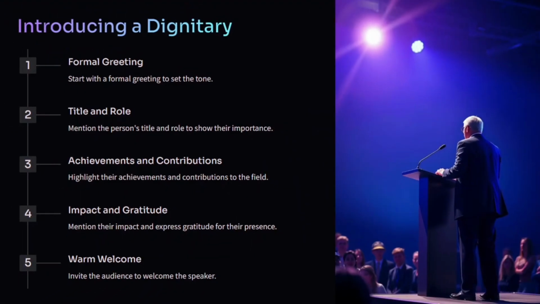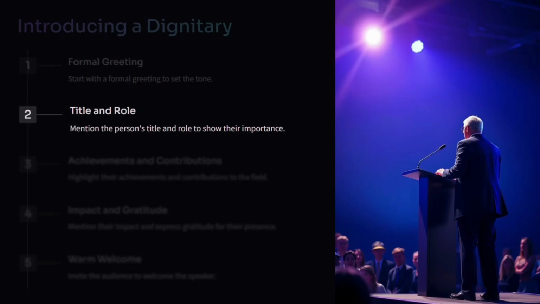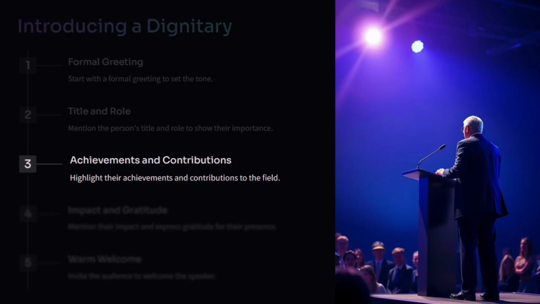When we are introducing a dignitary, we need to keep these five points in mind. The first one, a formal greeting. You need to welcome all the gathering, all the audience to the function, and then you need to set a tone. Later on, you need to tell the name of the dignitary, and then mention their importance in the function, and afterwards mention their achievements and contribution.